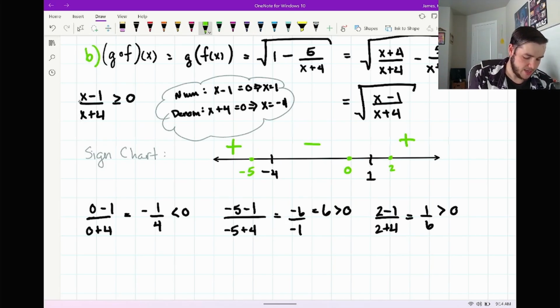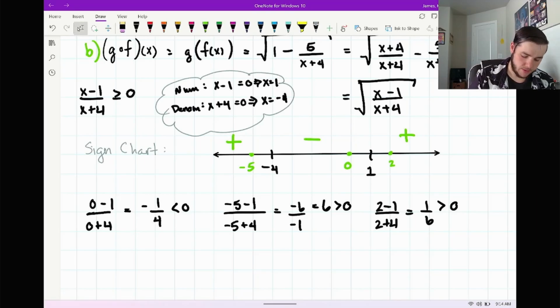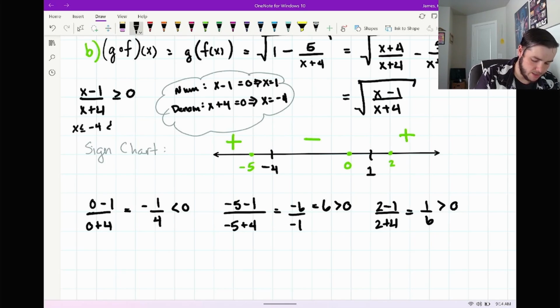Now, why did I go through all this trouble? Because this is the guy under the radical, and I need to make sure it's greater than or equal to 0. That's going to happen in this region on the left and this region on the right. So, one part of my domain here is going to be that x has to be less than or equal to negative 4, and x has to be greater than or equal to 1.